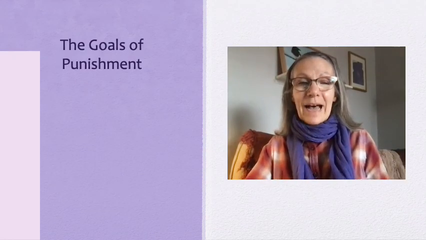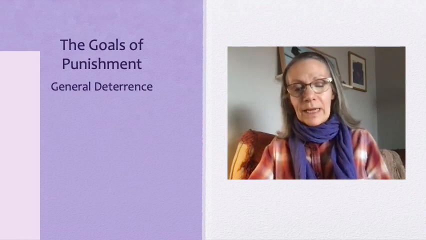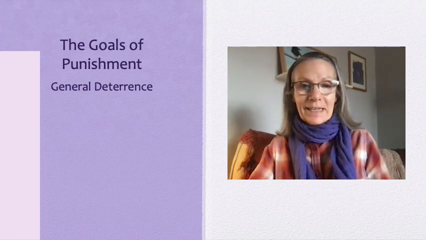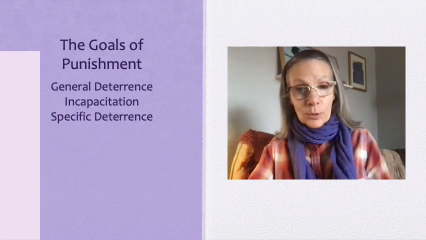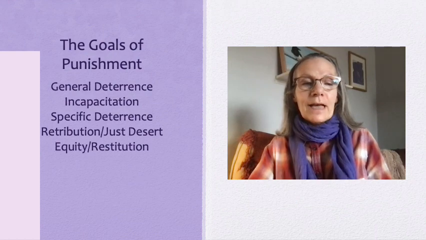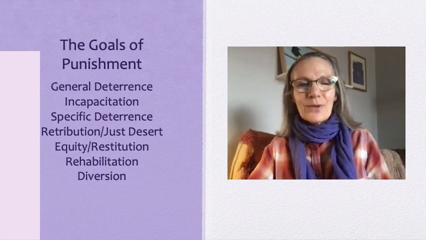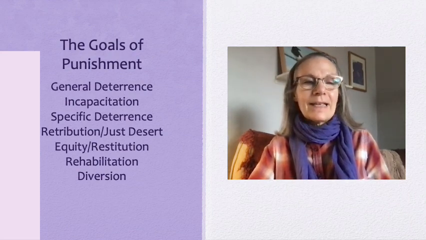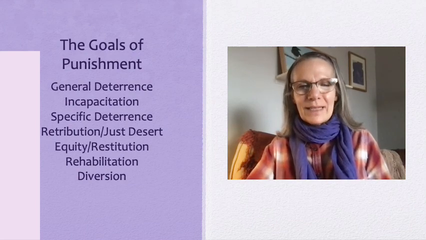So your textbook identifies goals of punishment. We'll go over each of these briefly and use an example to bring it to life. So we have general deterrence, incapacitation, specific deterrence, retribution or just deserts, equity restitution, rehabilitation, and diversion. Okay, so it looks like it's 7 that your textbook points to. So let's take a look at each of these individually.